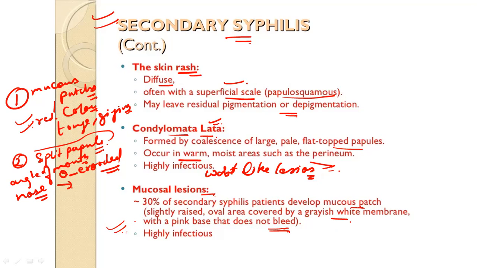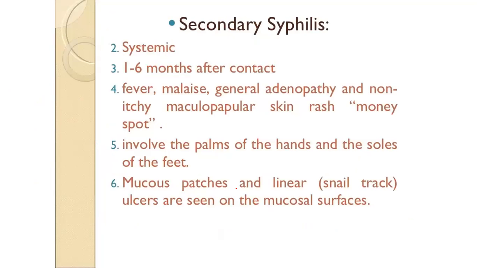Right. Now, they occur after 6 weeks generally, right? So general signs are fever, malaise, generalized adenopathy, non-itchy maculopapular skin rashes, money spots. They involve the palms of the hands and the soles of the feet. Mucus patches and linear snail track ulcers are seen on the mucosal surface. The meaning of this is snail.